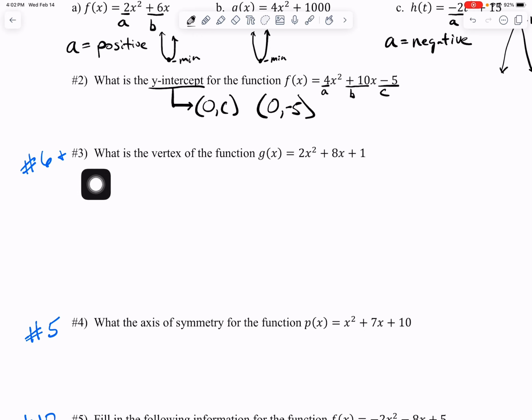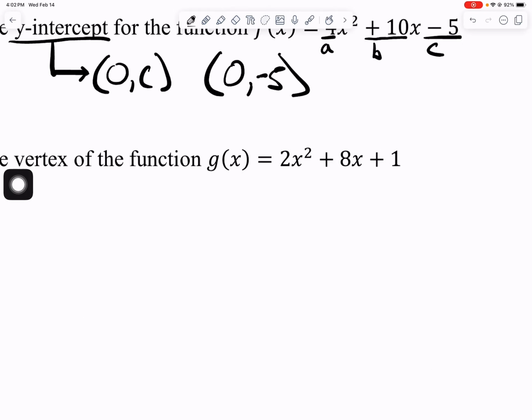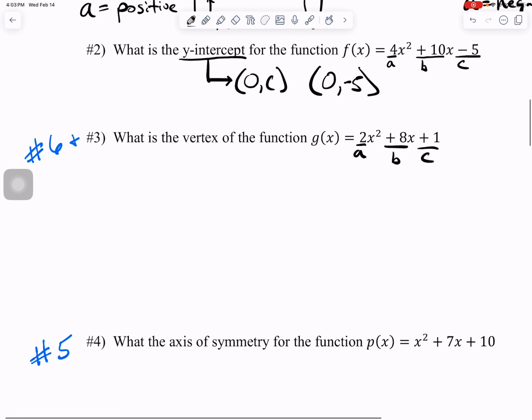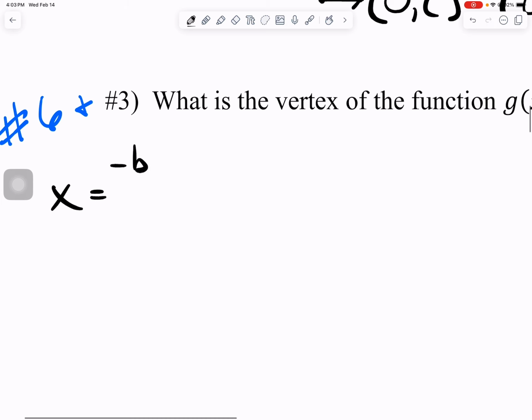All right, for number 3 or number 6, depending on what quiz you might be working on, what is the vertex of the function g of x equals 2x squared plus 8x plus 1? This time it's looking for the vertex. Well, let's go ahead and identify. We have our a value, our b value, and our c value. So when it's looking for the vertex, first thing we need to find is the axis of symmetry, the x value of the vertex. And in order to find that, we will use the formula x equals negative b over 2a, just like it has upstairs when we first started this.